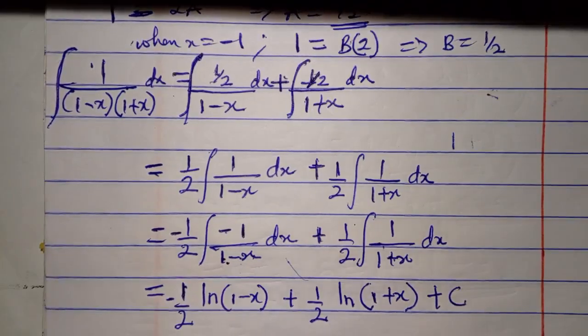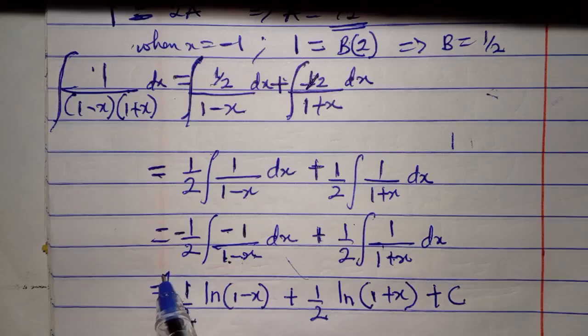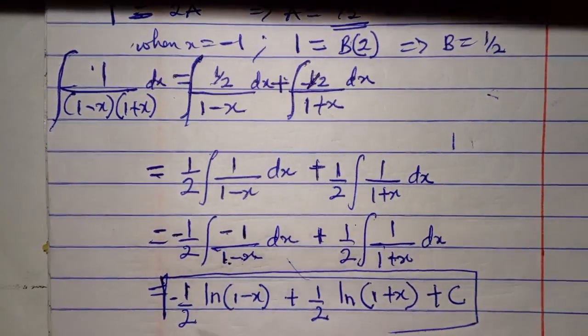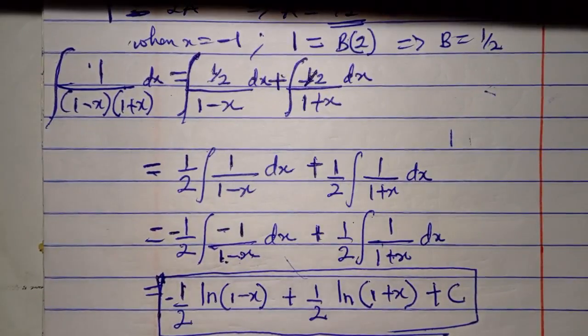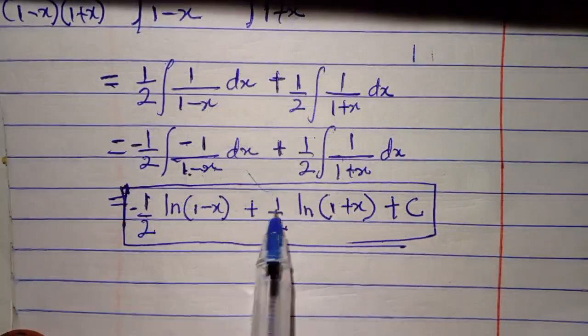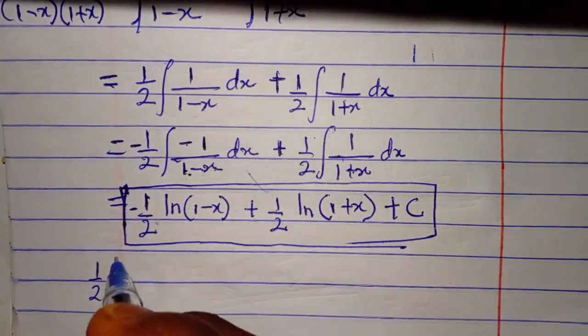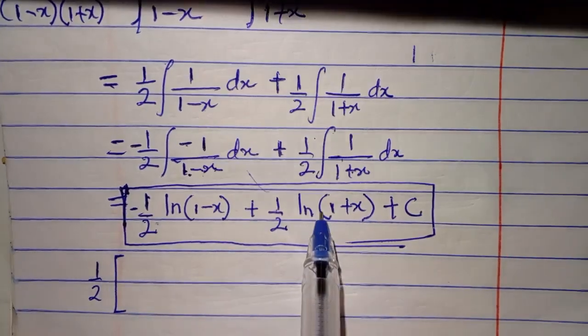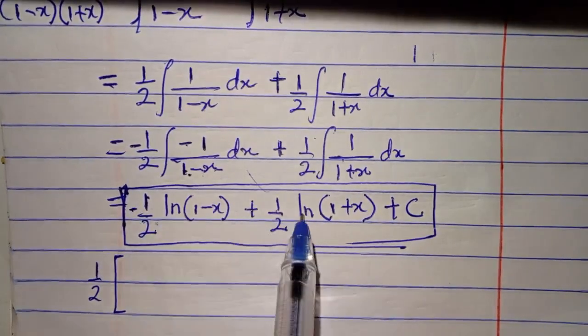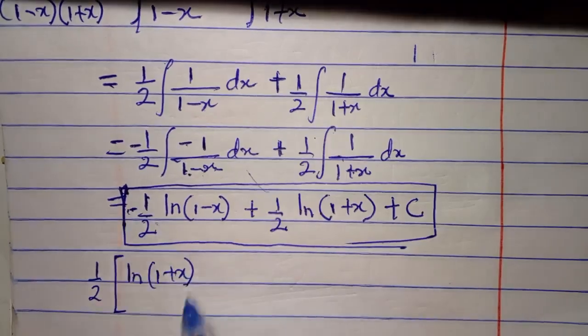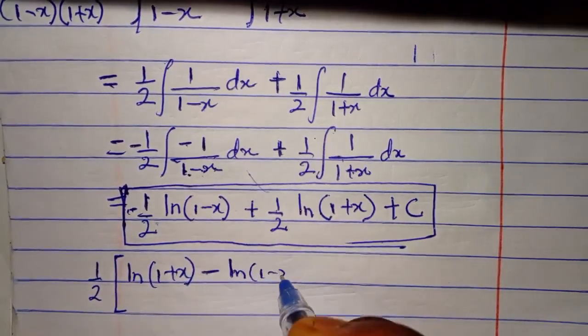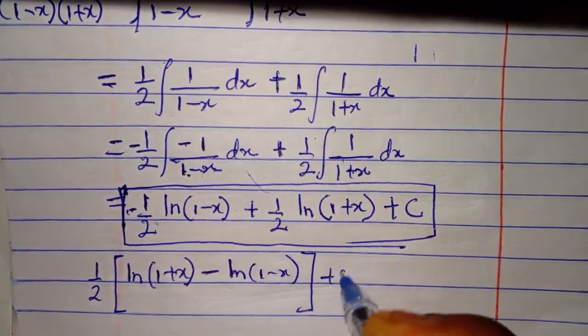In this very question, this is not the way the answer was left in the options. So I want to simplify this. This is correct anyway, but let's see another way of simplifying it using the law of logarithm. 1 over 2 is common to both, so if I bring 1 over 2 out, this one is positive, this one is negative. So if I write the positive one first, meaning 1 plus x, and the negative one, minus ln of 1 minus x, plus c.